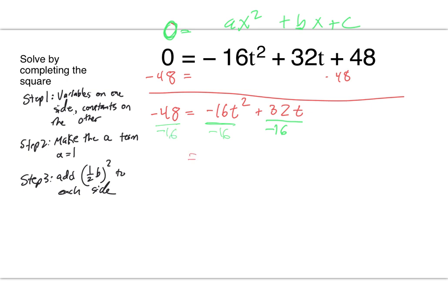So when I do that, I'll now have t squared, because negative 16 divided by negative 16 is positive 1. Good, now I have my a as a positive 1. 32 divided by negative 16 is negative 2. Still have the t. On the left-hand side, negative 48 divided by negative 16 will be positive, positive, what number? 3.